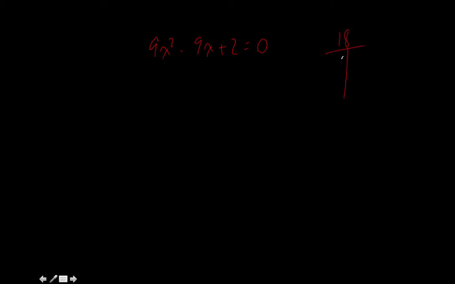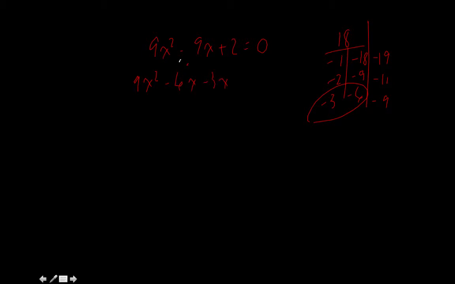We've got 18, and that's negative, so they'd both be negative. So negative 1, negative 18, negative 2, negative 9, negative 3, negative 6. So we have 9x squared minus 6x minus 3x. That makes the minus 9x plus 2. So 3x comes out over here, and we get 3x minus 2, and then just a minus 1, 3x minus 2.